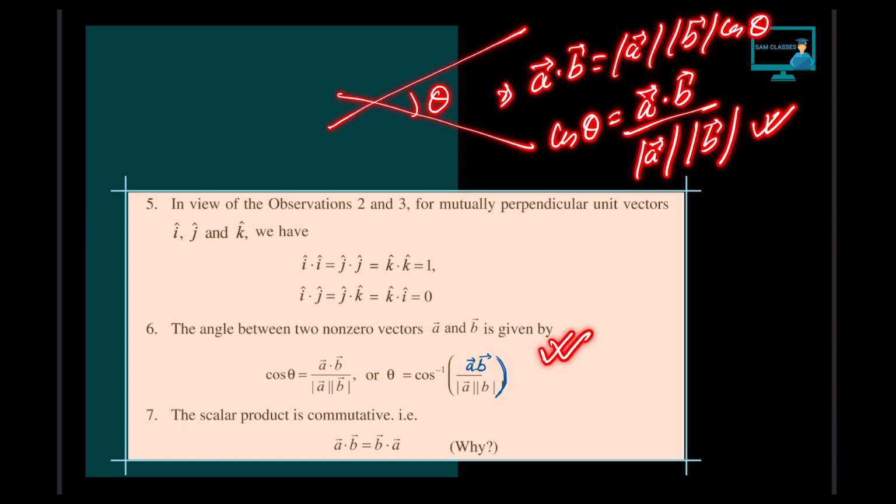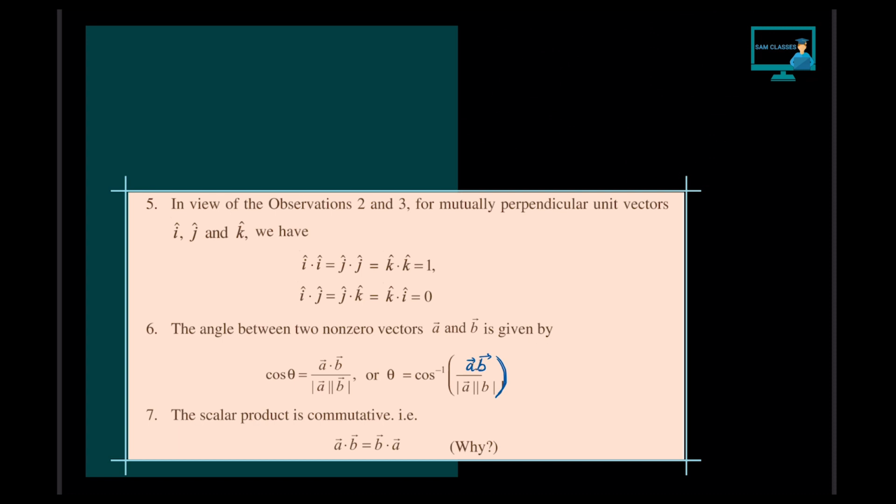Now they are commutative. A dot b and b dot a, same thing. Because see, just now I showed 2 and 3. Whether you multiply like this or you multiply like this, 2 times 3 or 3 times 2, same thing.